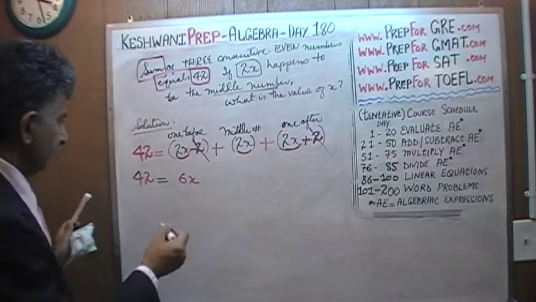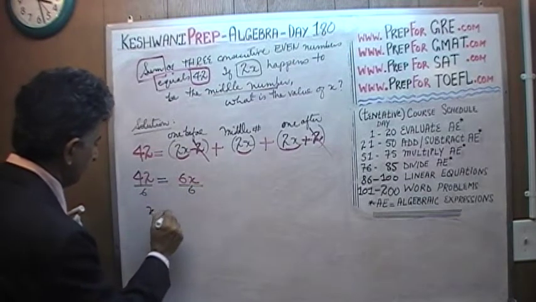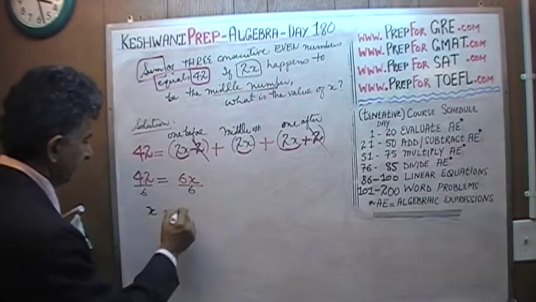So to solve for x, divide both sides of the equation by 6, and your x equals 42 divided by 6, which is 7.